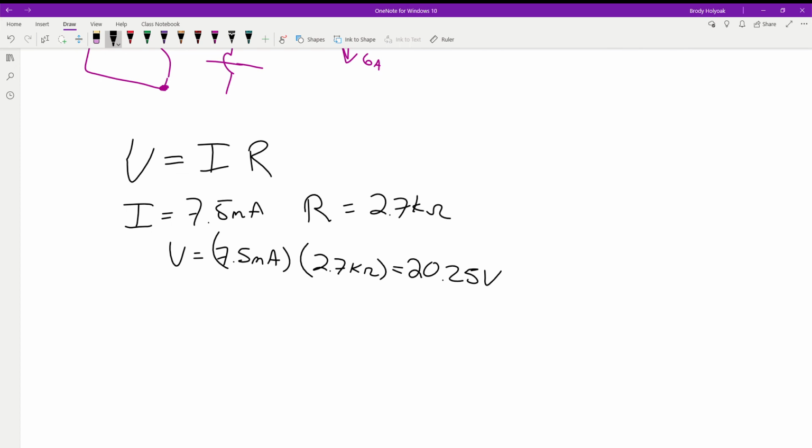And then one thing we want to look at in our equation is that we want to make sure all of our units are taken care of. So in this, we have amps times ohms. So in the end, really, we have 20.25 ohm amps. But we know that an ohm multiplied by an amp gives us a volt. So everything still works out.